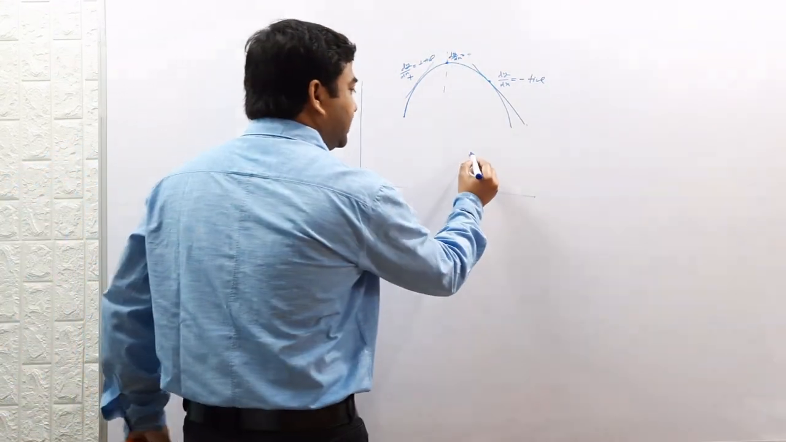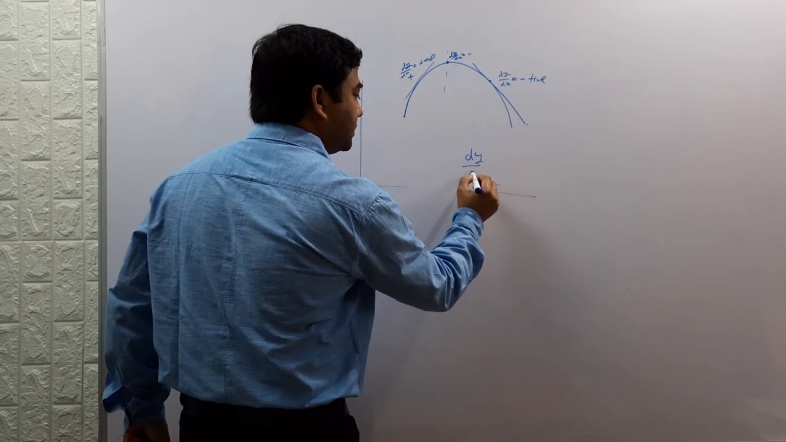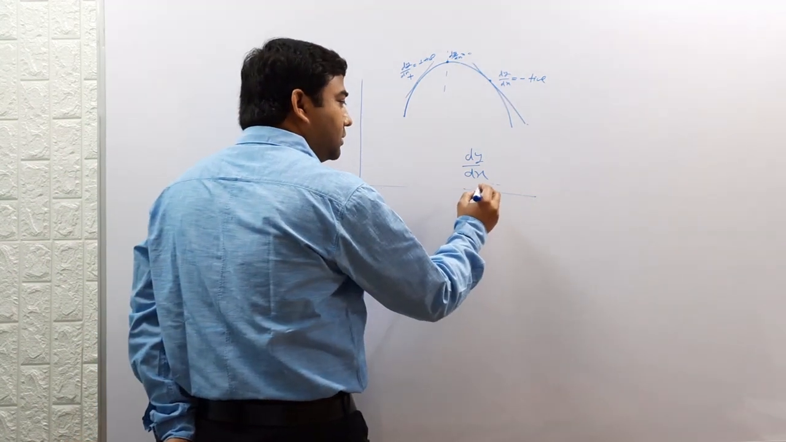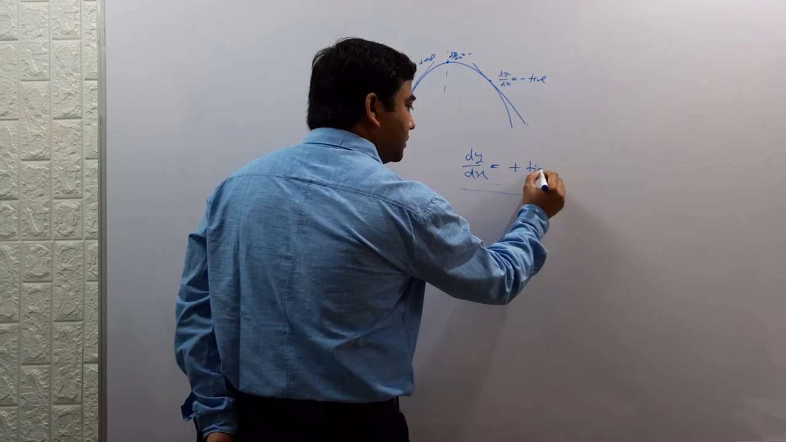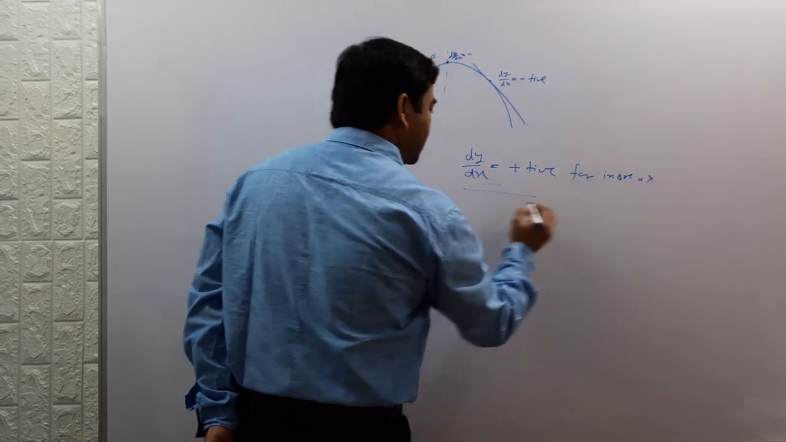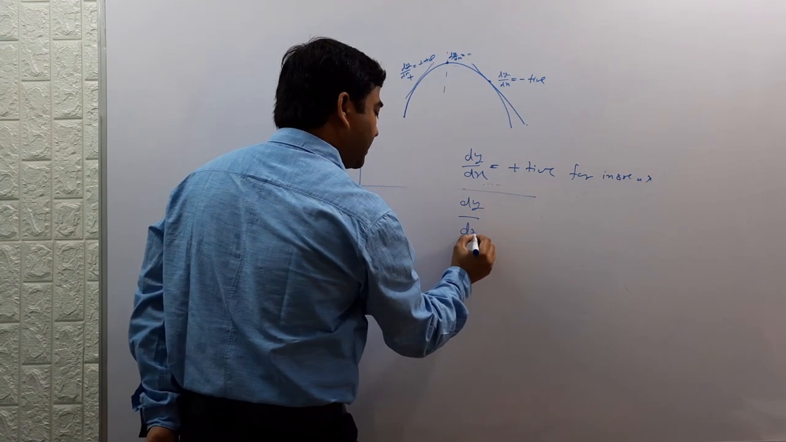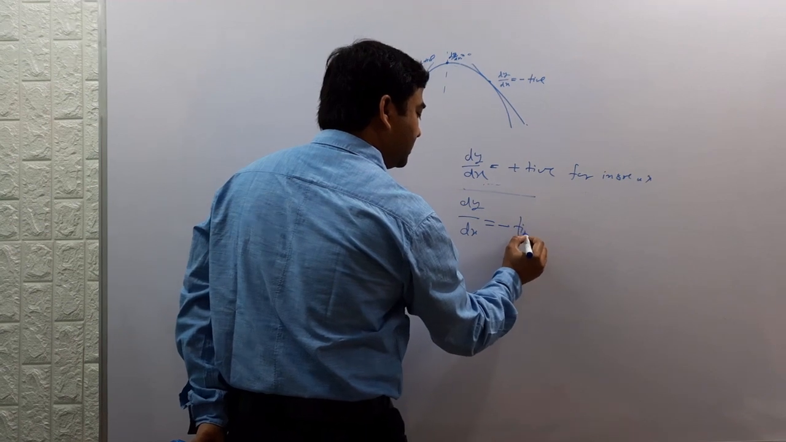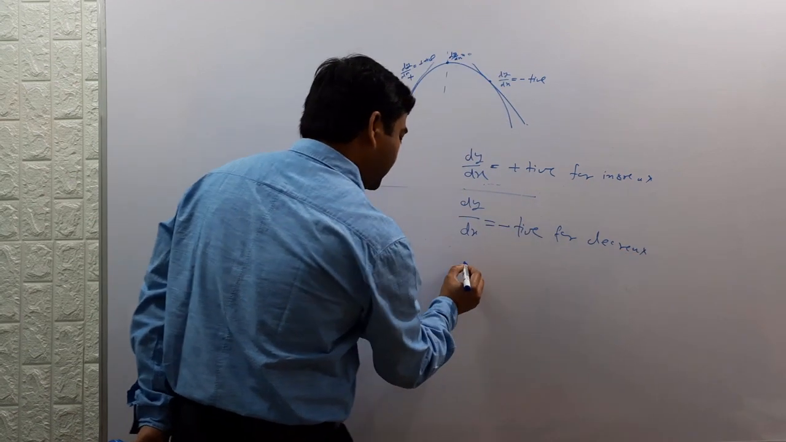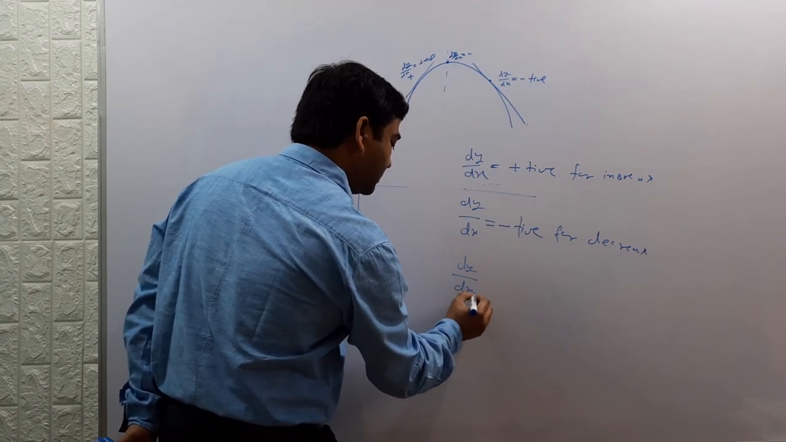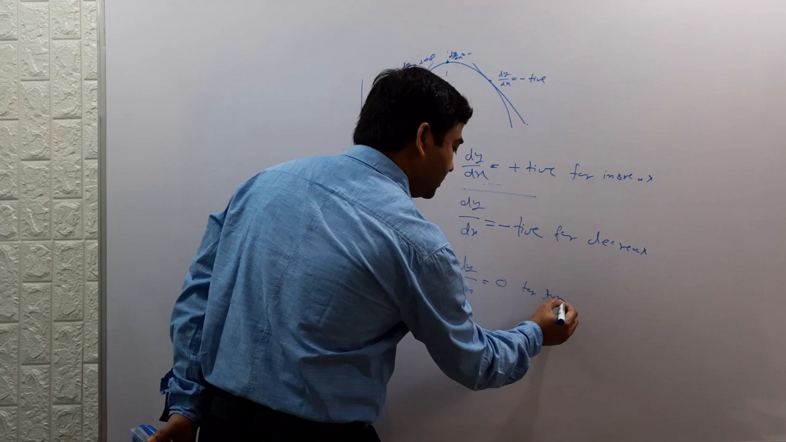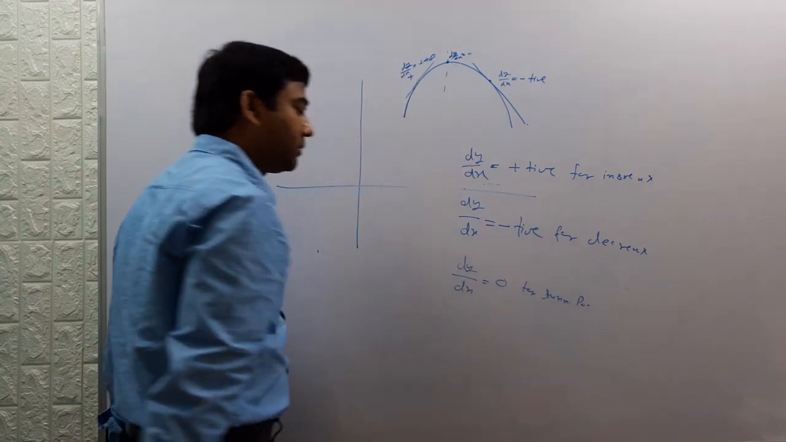So you can see that dy over dx is positive for an increasing function, dy over dx is negative for a decreasing function, and dy over dx is 0 for a turning point or stationary point.